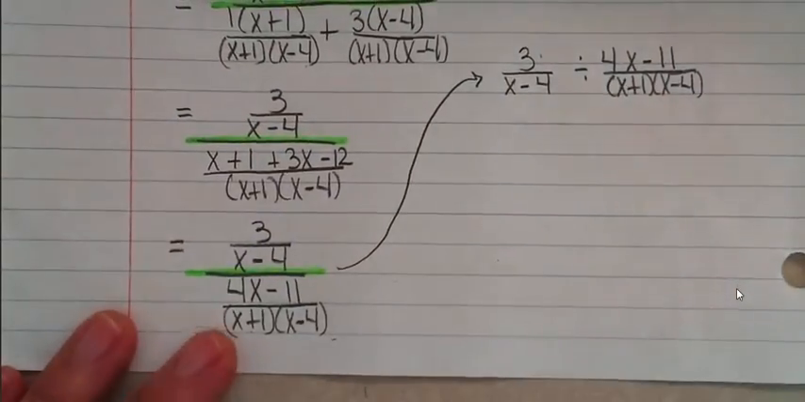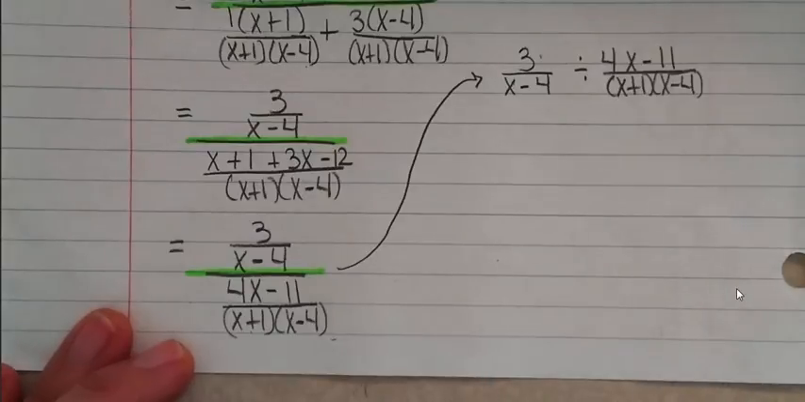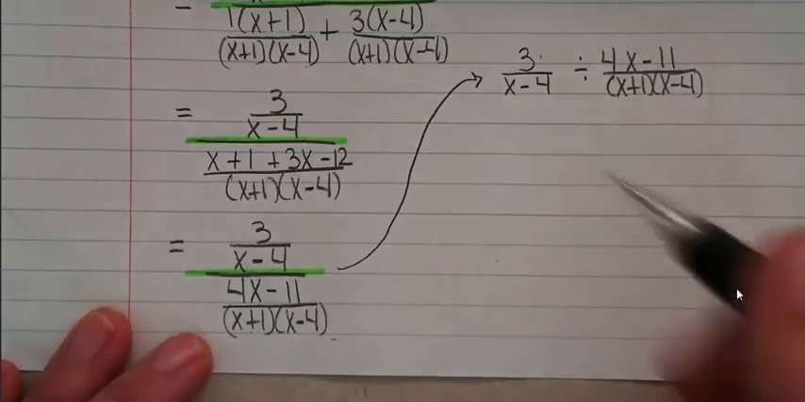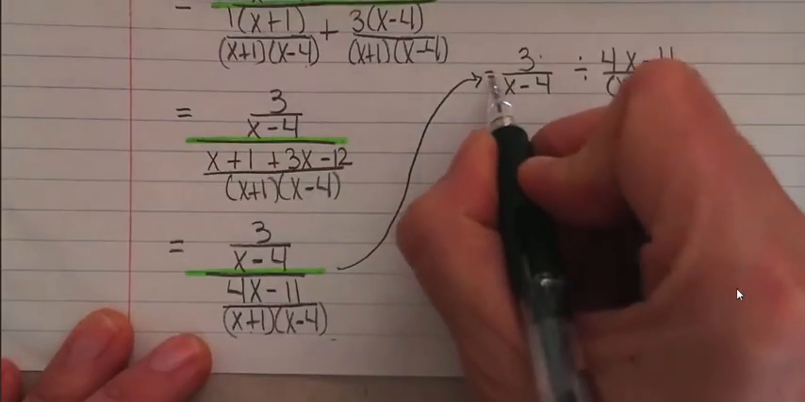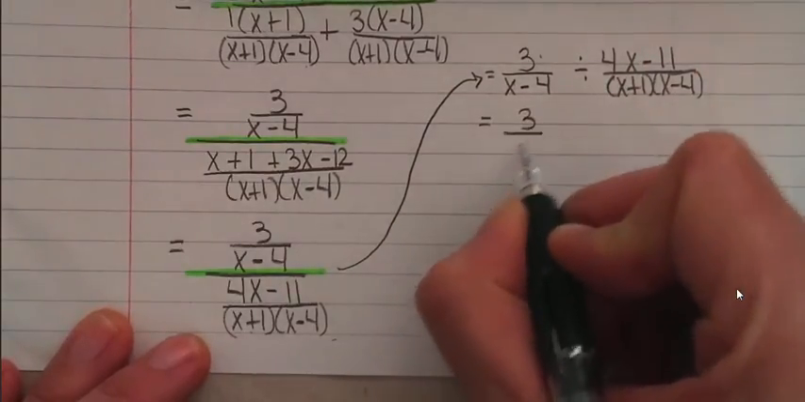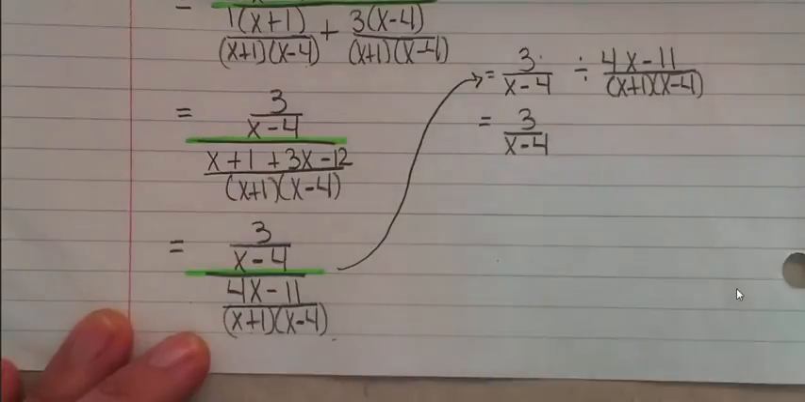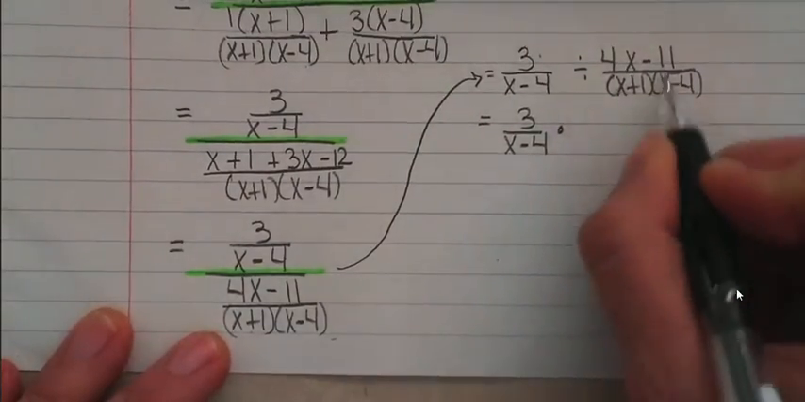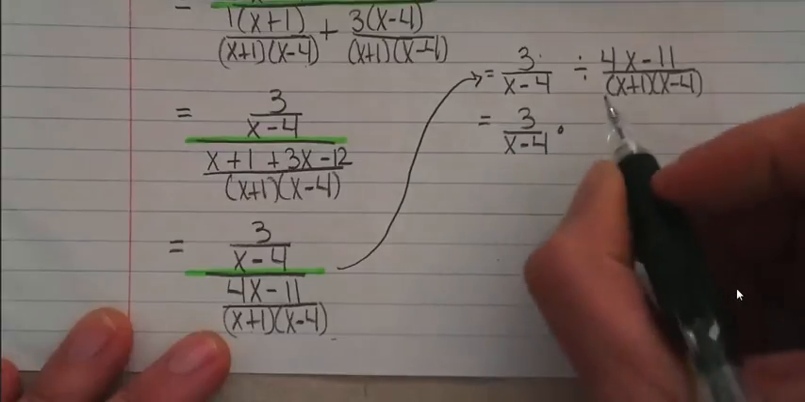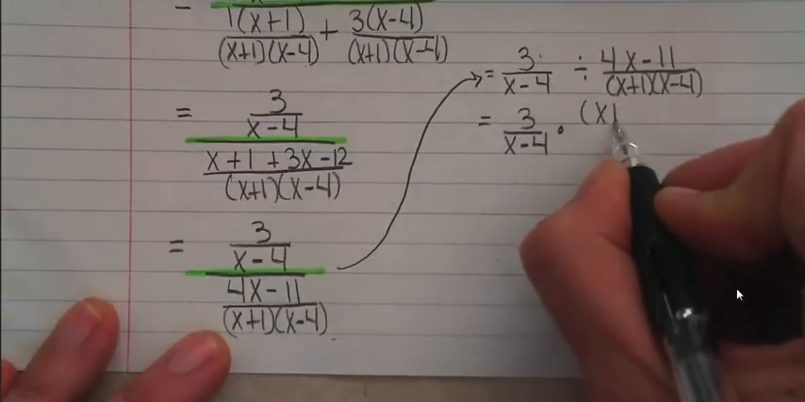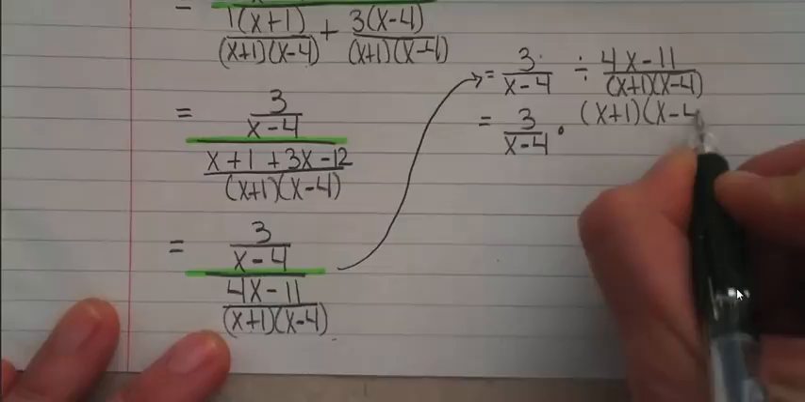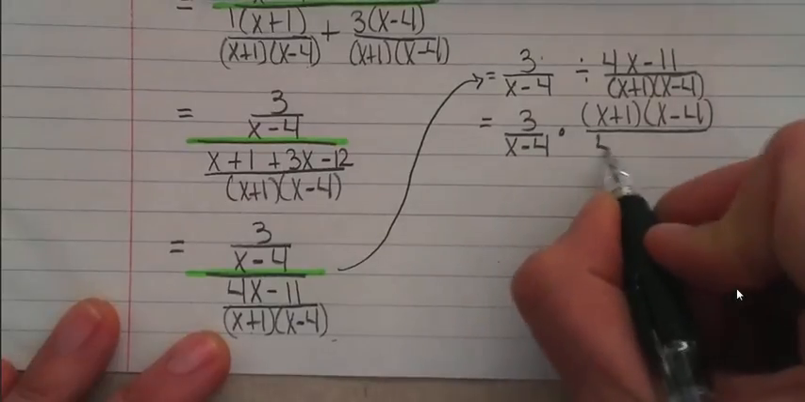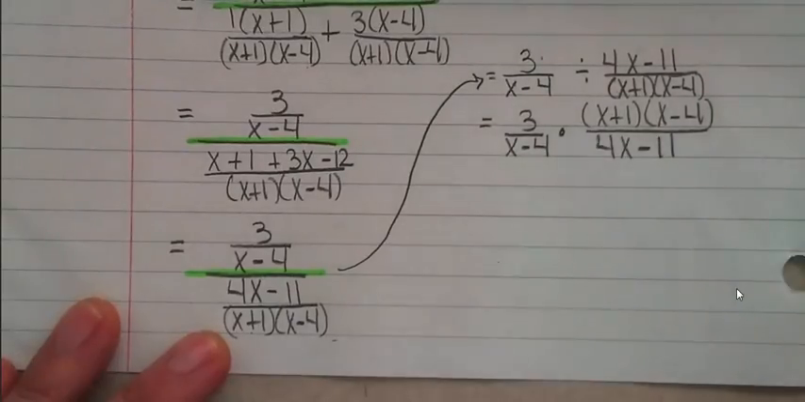And if you've learned anything in all your years of math, it should be that we don't divide fractions. We need to multiply by the reciprocal, okay? So really what this is going to be, leave that numerator alone, and now you're going to multiply by the reciprocal of this divisor. So now I'm going to put x plus 1 times x minus 4 on the top, all over 4x minus 11.